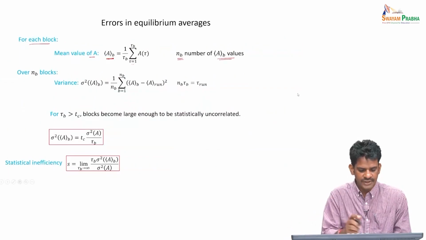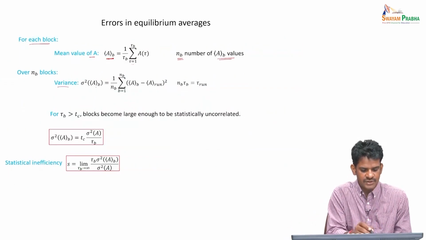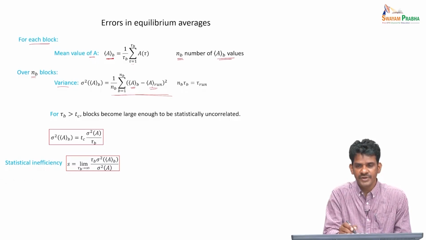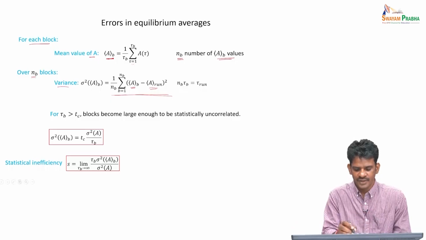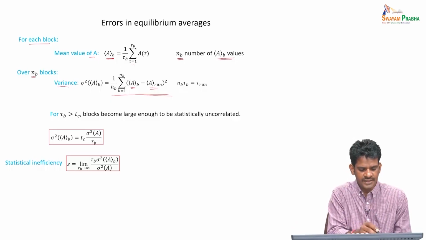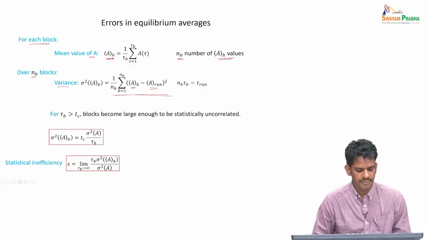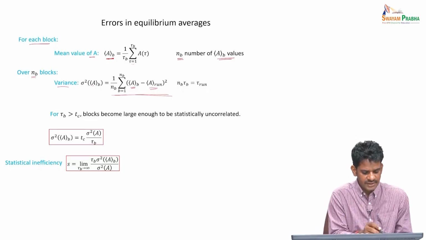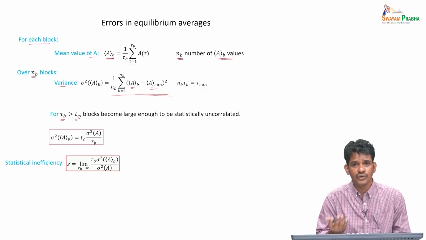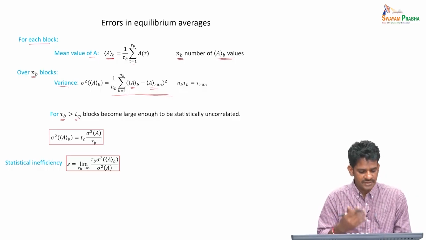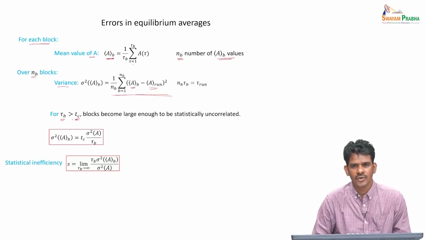Now we can calculate the variance in the mean based on these NB number of blocks. That is the expression for this. The mean value for each block is known, and this is the overall mean which we use for all the data, which is constant, and then we can get the variance in the mean. Now if you continue to do this, if the block size is more than the correlation time, and we do not know what the correlation time is yet, but there will be some tau b which would be higher than the correlation time.